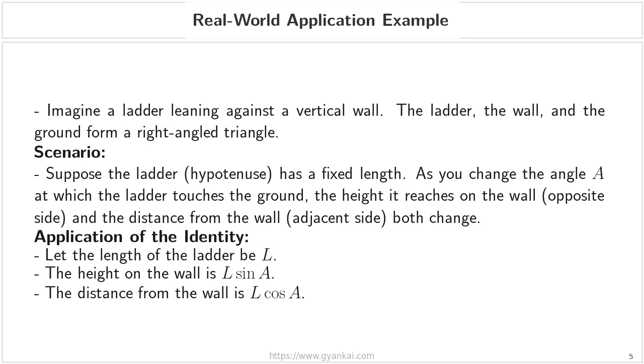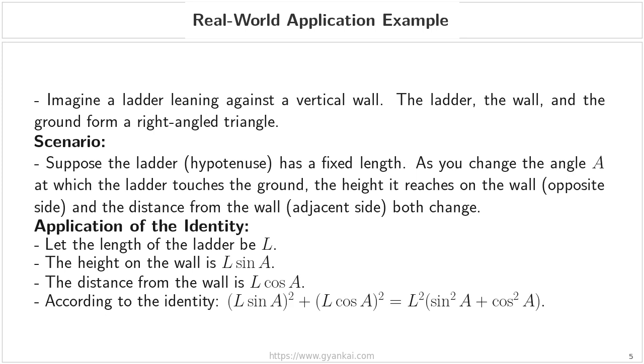Let's represent the fixed length of the ladder with the letter L, using our basic trigonometric ratios from the previous slides. We can say that the height the ladder reaches on the wall is L times the sine of angle A. Similarly, the distance from the wall to the base of the ladder is L times the cosine of angle A. If we take these two values and apply the Pythagorean logic, we square the height, which gives us L squared times sine squared of angle A, and we add it to the square of the distance, which is L squared times cosine squared of the angle A. When we factor out the L squared, we are left with L squared multiplied by the quantity sine squared of angle A plus cosine squared of angle A.